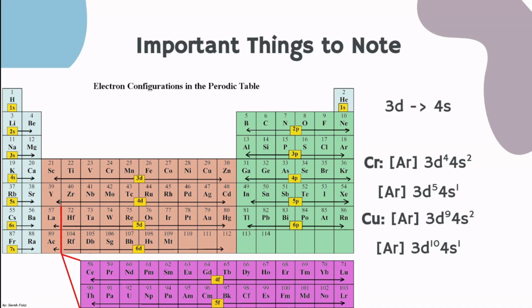Additionally, when you write electron configuration, we do 1s, then 2s, 2p, 3s, 3p. When you get down to 4s, the D block starts at 3. That's very, very important because when we write out our electron configuration, we have to write the 3d before the 4s. This is because when we remove electrons, we remove them from 4s before removing them from 3d.